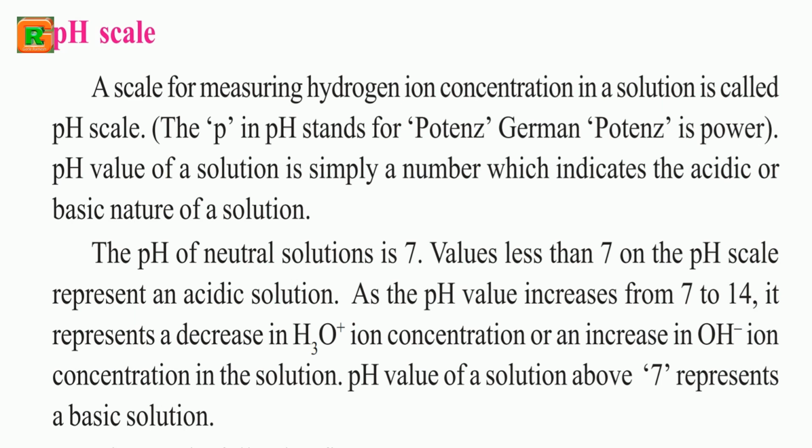The pH of a neutral solution is 7. Values less than 7 on the pH scale represent an acidic solution. As the pH value increases from 7 to 14, it represents a decrease in H3O+ ion concentration or an increase in OH- ion concentration in the solution. The pH value of a solution above 7 represents a basic solution.